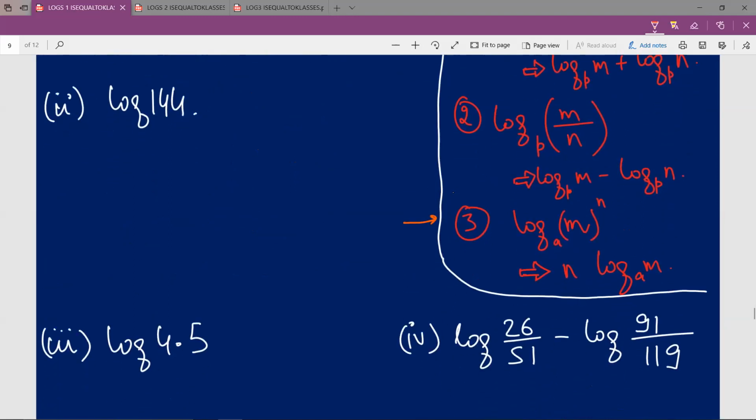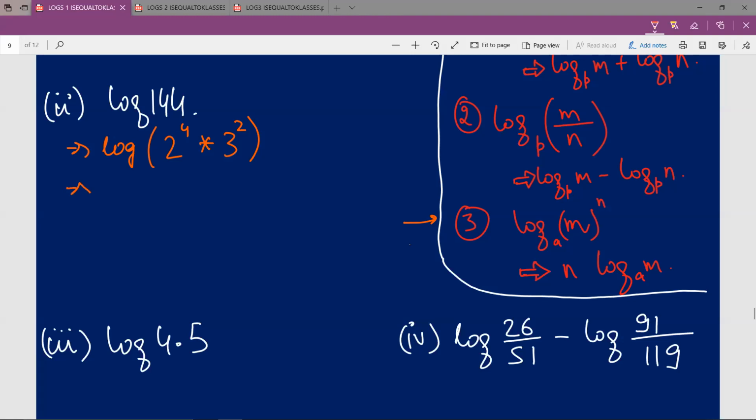Moving on to the next subpart, log 144. Again, you have to represent log 144 in terms of log 2 and log 3. So I'll represent 144 as 12 into 12. Now 12 into 12 can be written as 4 into 3, and that can be squared. So simply I could write 144 as 2 raised to the power 4 into 3 raised to the power 2, because 2 raised to the power 4 is 16, 3 raised to the power 2 is 9, and 16 into 9 is 144. So log of 144 can be written as this.